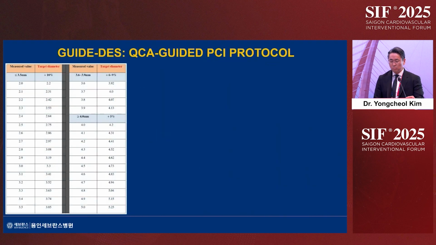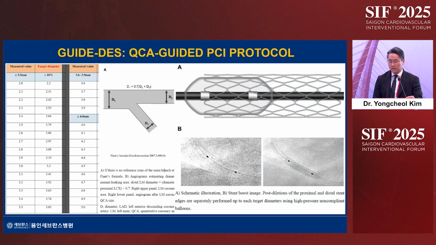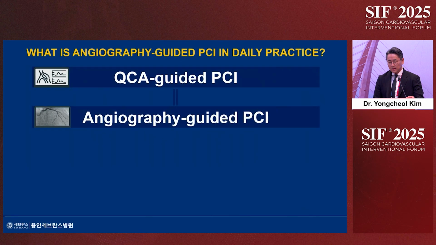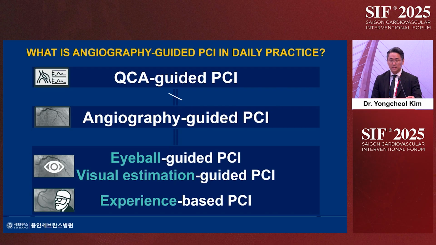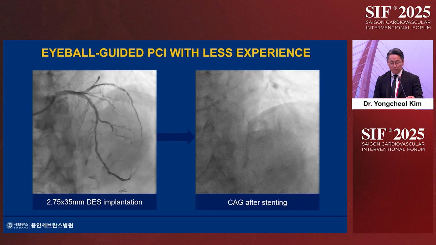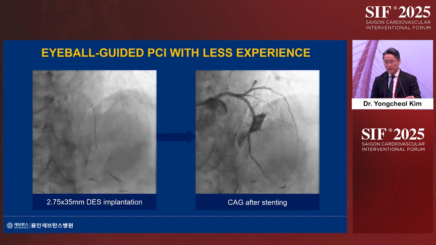However, the QCA-guided PCI protocol in the GUIDE-DS trial was very complicated. So I think the result was optimal, but the protocol was not optimal. In real-world practice, angiography-guided PCI seems to be the same as eyeball-guided PCI, visually estimated PCI, or sometimes experience-based PCI. It should not happen, but sometimes eyeball-guided PCI with less experience leads to this kind of disaster, as you can see.